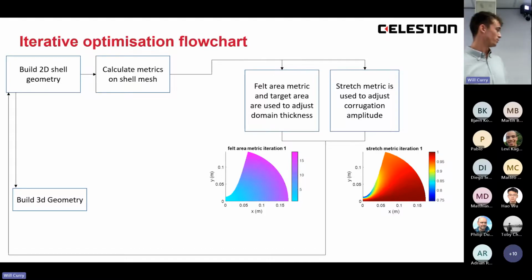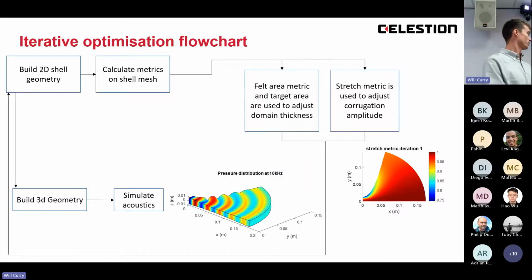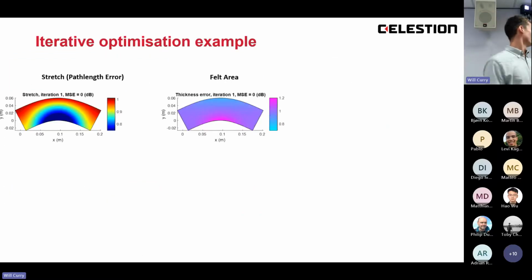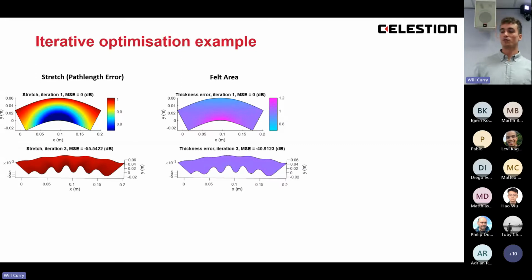On each iteration, you can also build a 3D geometry, and this lets you simulate the acoustics. So you can look at the correlation between the error shown by the waveguide metrics and the acoustic performance of the waveguide. An example of this is just a simple in-plane bend. On the first iteration, there's been no corrections applied, and both metrics show quite a lot of error. Moving through to the third iteration, these corrugations have been added, and the error shown in the colour has massively reduced. I've also included the mean squared error reference to the first iteration, and you can see this has come down dramatically.